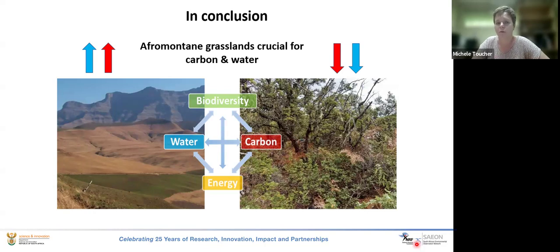So in terms of the Afro-montane grasslands, biannual burning and maintaining these systems in a good condition as grasslands is crucial for carbon and water. And the sort of drive internationally to move to a more tree-dominated landscape and a woody landscape is certainly not in our best interests from a carbon and a water perspective.